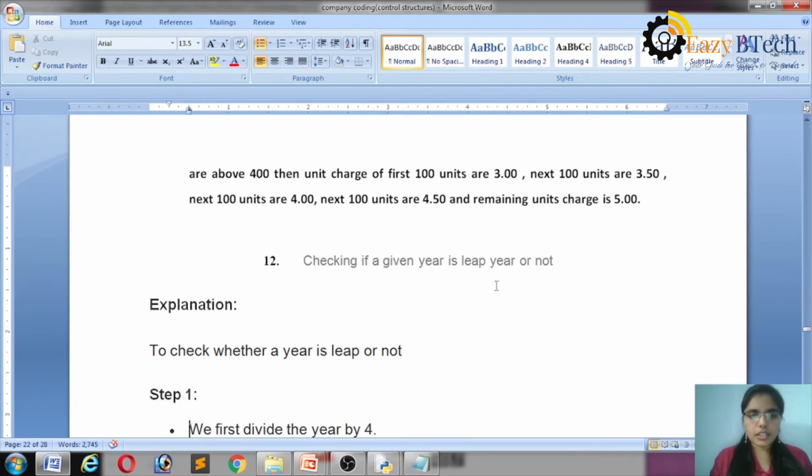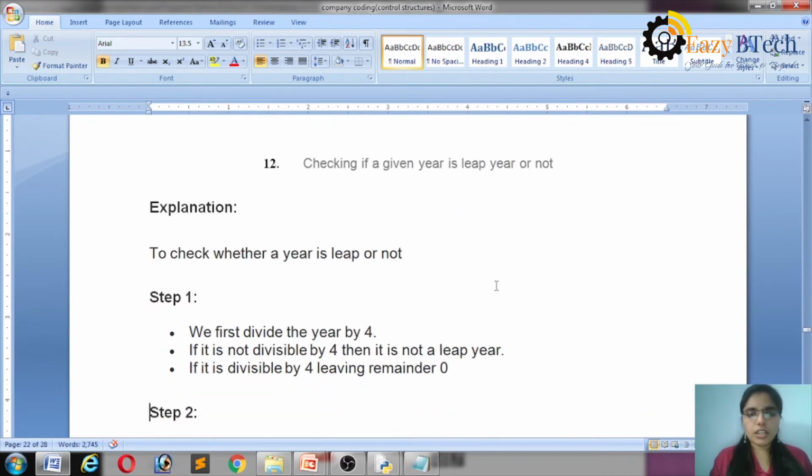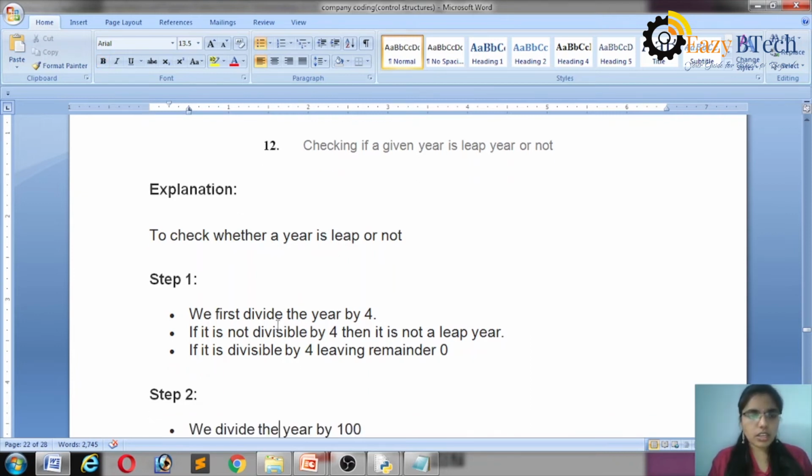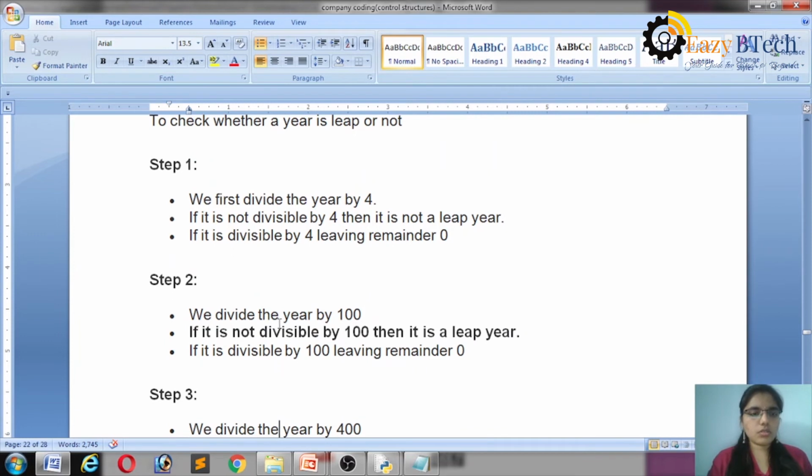Let's see here. Checking if a given year is a leap year or not. For this, there are 3 steps. First, we divide the year by 4. If it is not divisible by 4, then it is not a leap year.